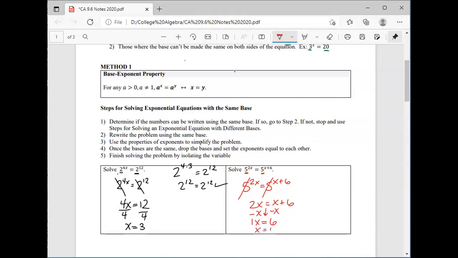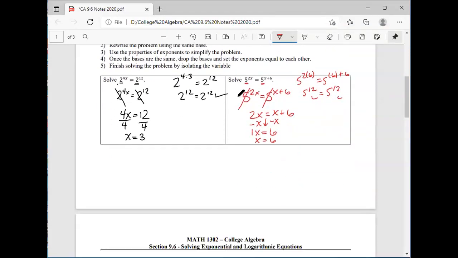So x is 6. We could plug it back in up here to check and see if that's true. Does this work when x is 6? All I've done is plug in a 6 where I saw an x. Well, that's going to get me 5 to the 12th is equal to 5 to the 12th. So that's good, right? Okay. So when the bases are the same, those problems are extremely easy to solve.